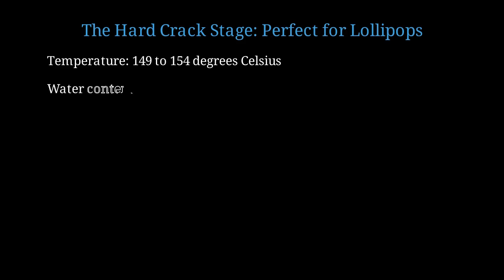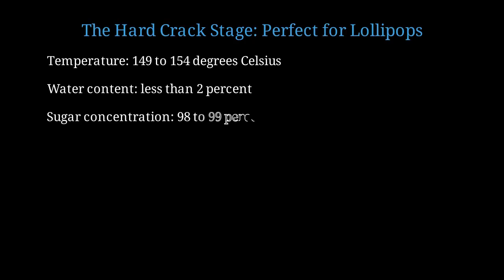Let's focus specifically on the hard crack stage, which is used for hard candies and lollipops. Why is this stage special? At the hard crack stage, we're at 149 to 154 degrees Celsius. The water content has been reduced to less than 2%. This is critical. We have 98 to 99% sugar by mass. This is an extremely concentrated system.